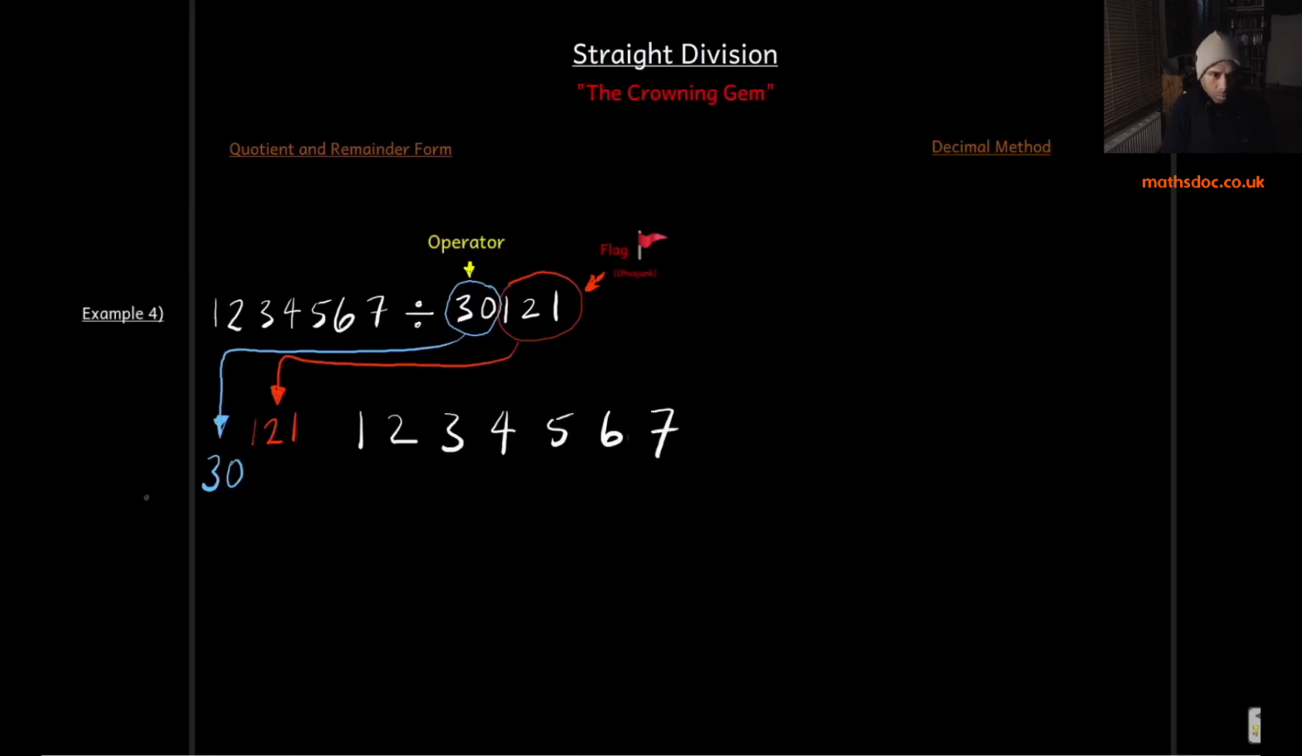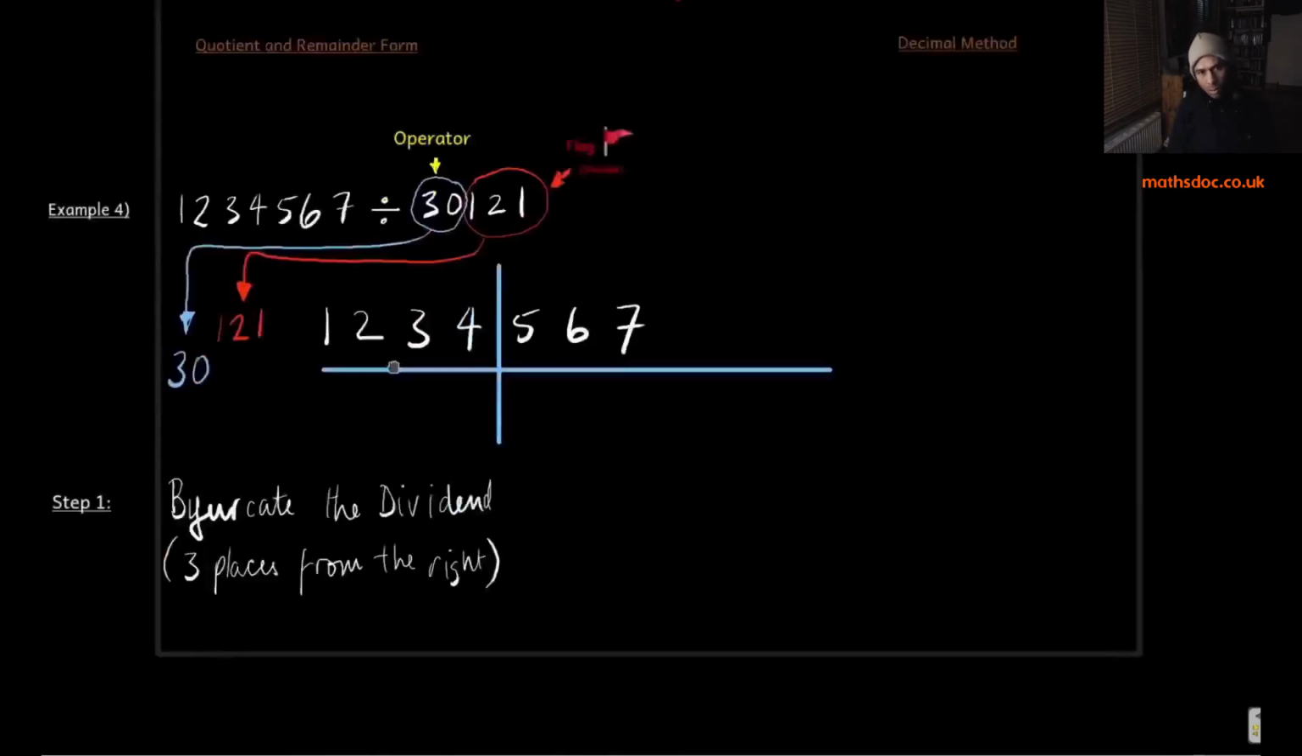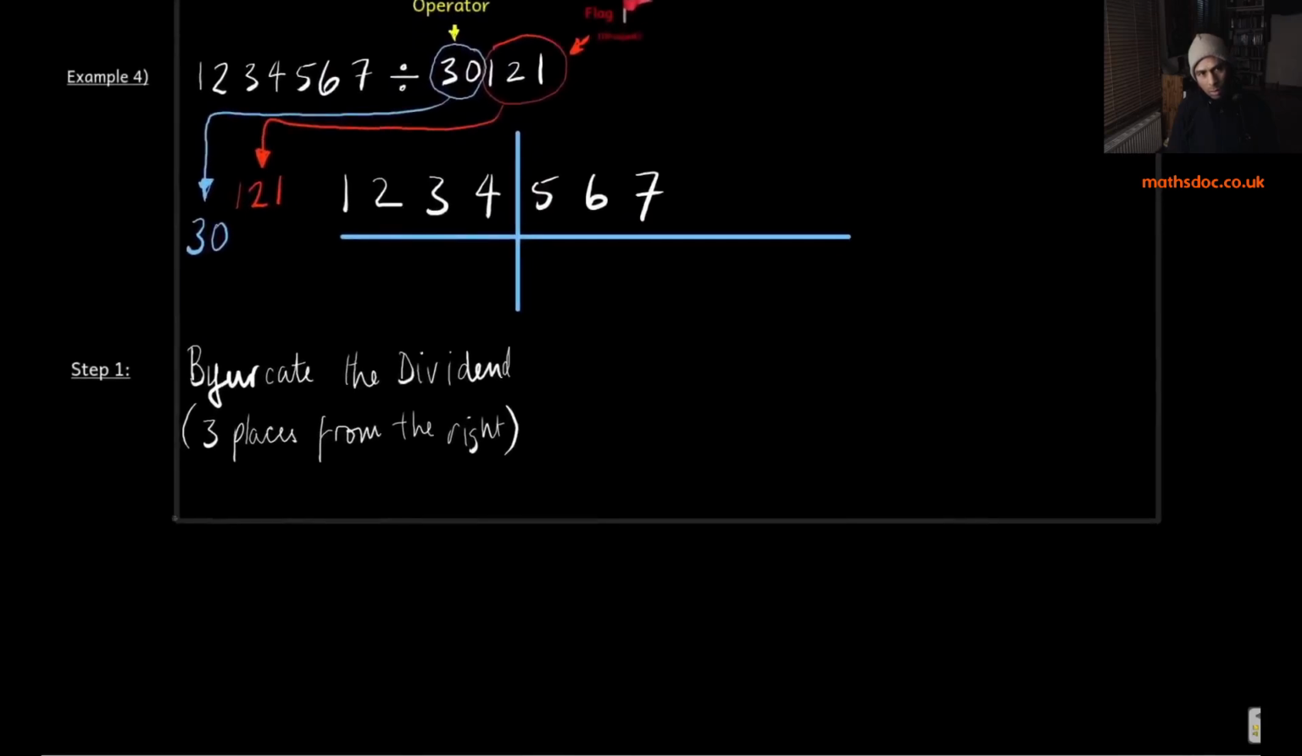Right, so put down the dividend. We need to bifurcate 3 places from the right because we've got 3 digits in the flag. So 3 places from the right. Let's bifurcate, split it up. The horizontal bar could be a little bit lower. Anyway.